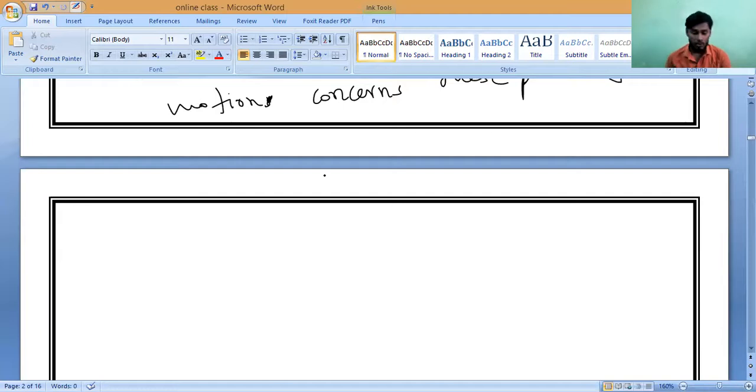The next concept we are going to study is conservation of momentum. Drop your pens and listen. Later, once you understand, you can write it. Conservation.